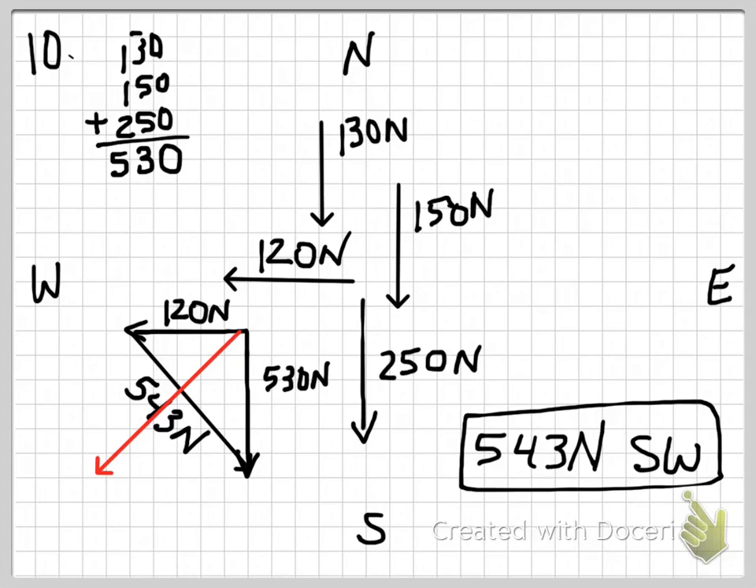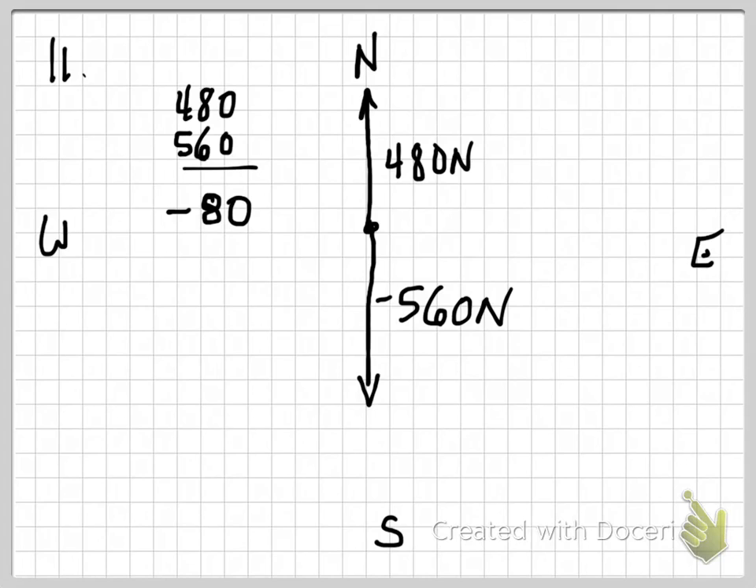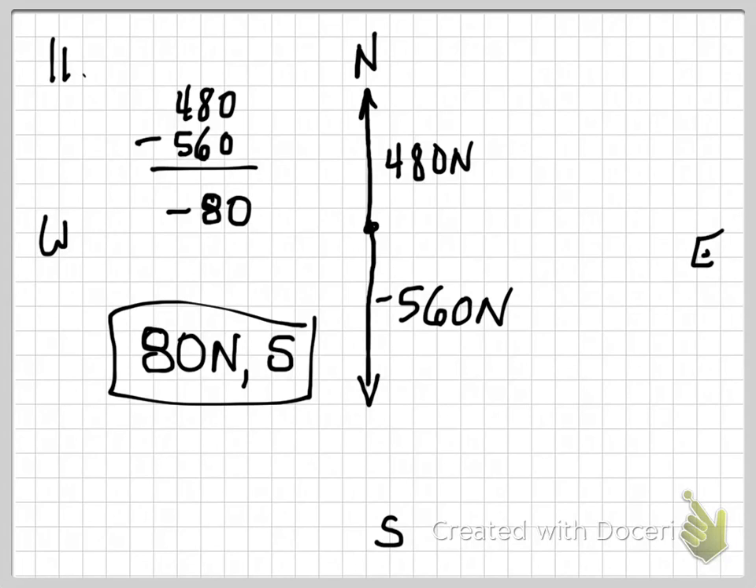Okay, this next one is dealing with tug of war. It says 2 groups of students pull in opposite directions in a game of tug of war. If Team A pulls north with a force of 480 newtons, and Team B pulls south with a force of 560 newtons, then what is the resulting force in its direction? So again, this one's just a matter of recognizing that you're subtracting. So you end up with 80 newtons moving towards the south.